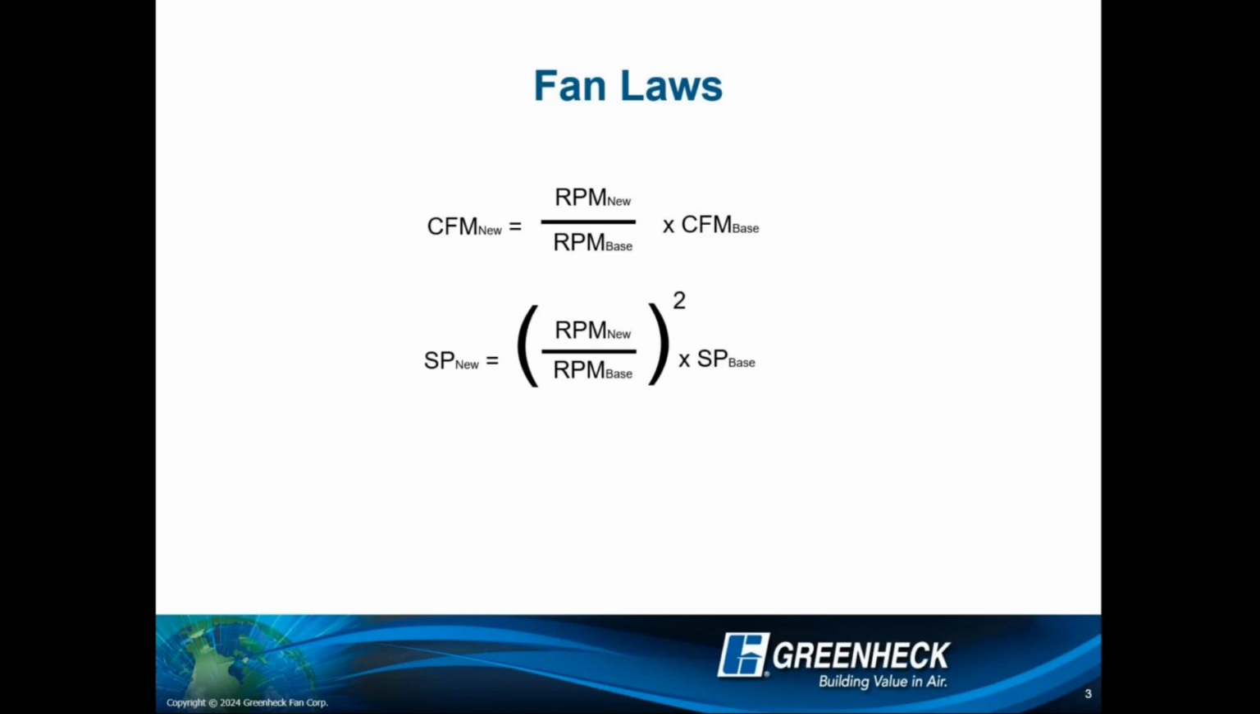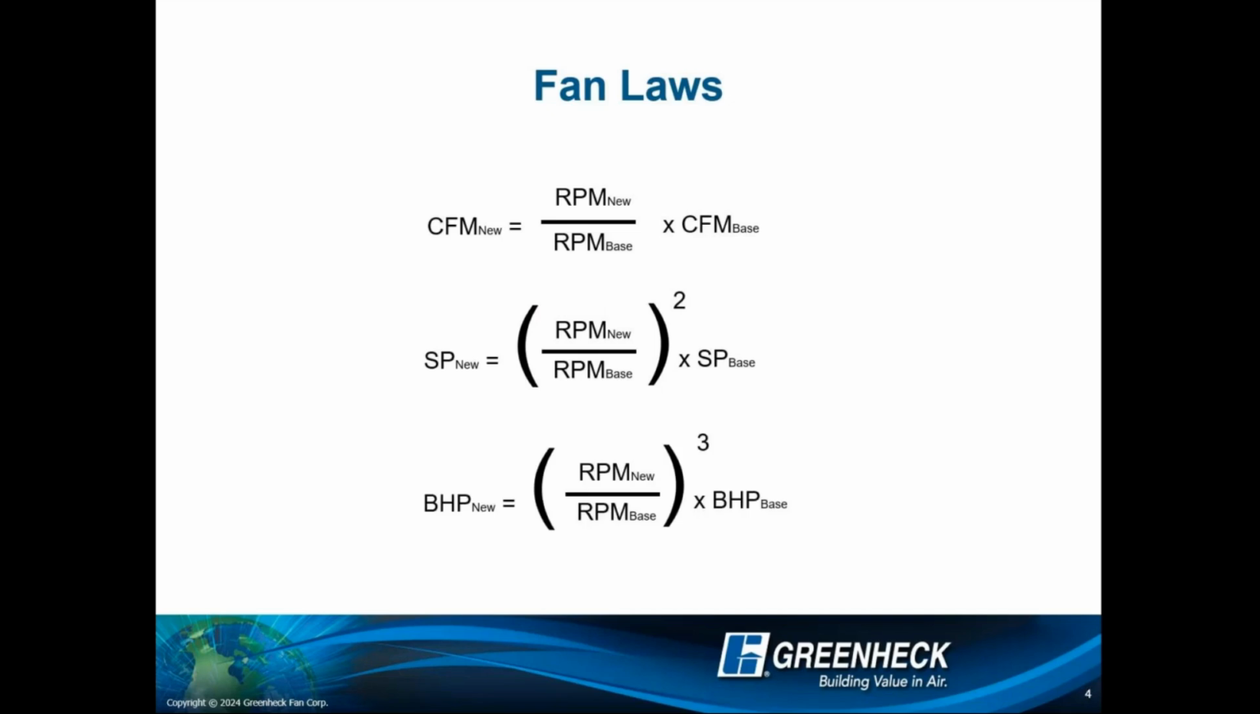Second fan law, though, this is the uncomfortable fan law, right? It says as I change my RPM, as I start moving more air, the static pressure I need to overcome changes to the square, right? So that 10% increase in CFM we just got did result in 21% more static pressure to overcome.